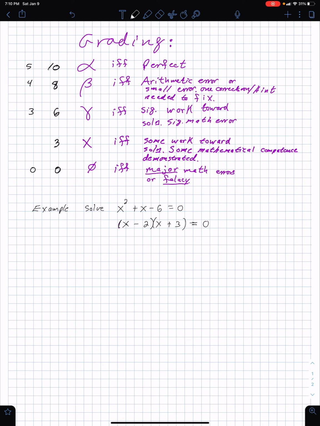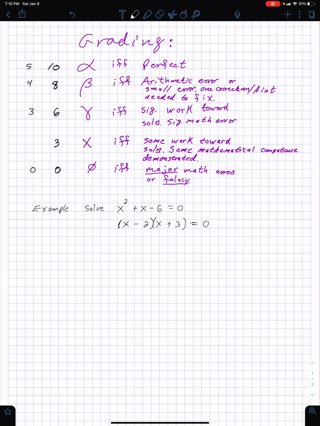And maybe that's it. Maybe you stop, or you don't know how else to go. Well, that might be a gamma because everything's correct. There's significant work towards solution, but it stopped. So maybe the rest is wrong, or there's not. So that would be like you're on the right track, yes, but then there's some significant problems after that.